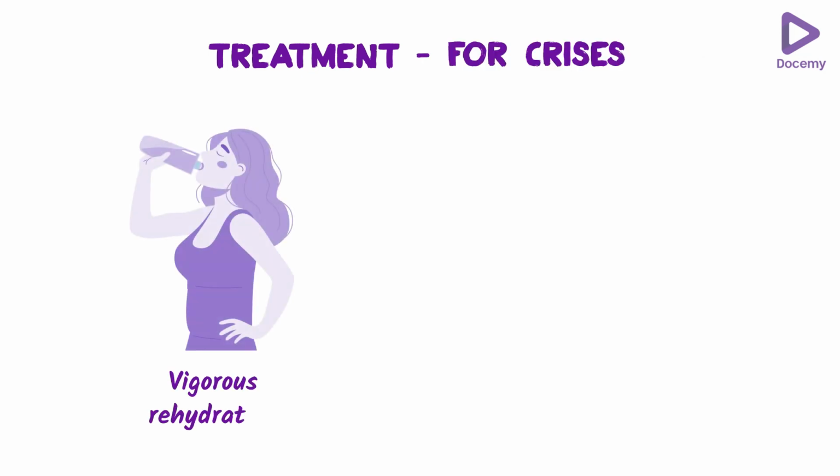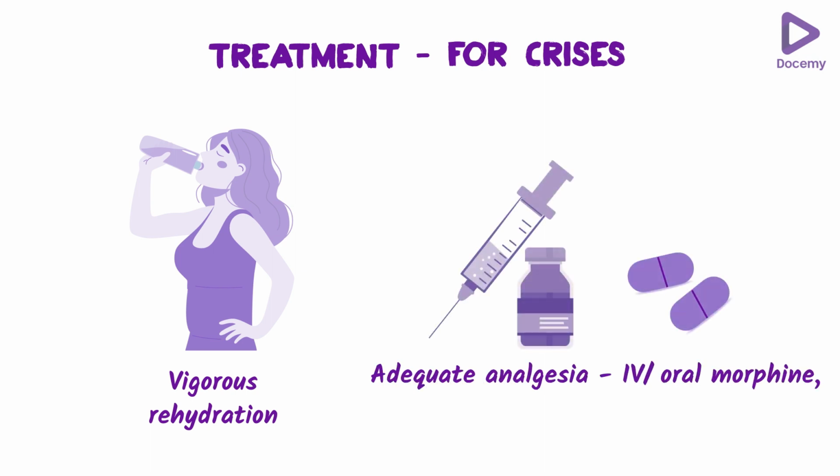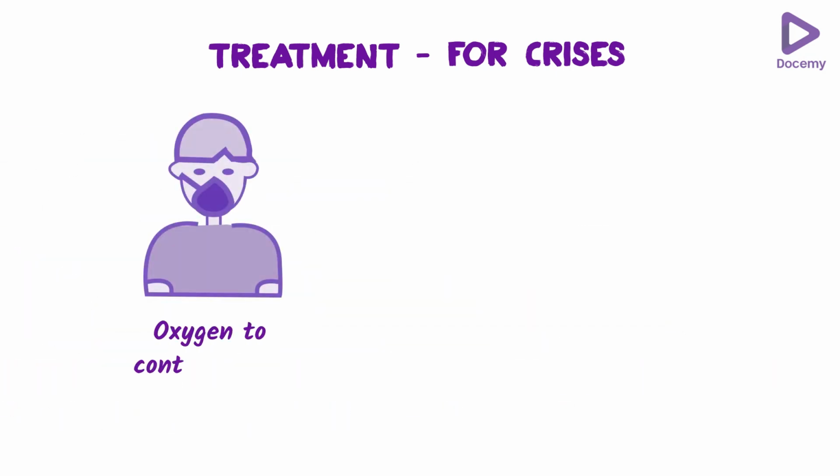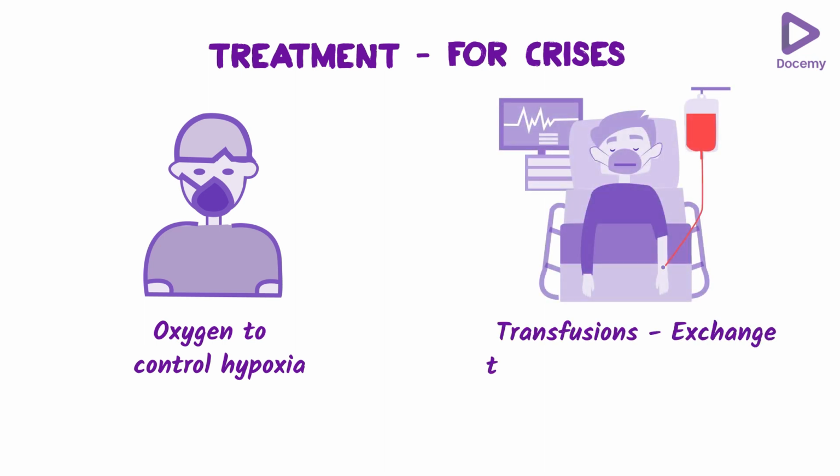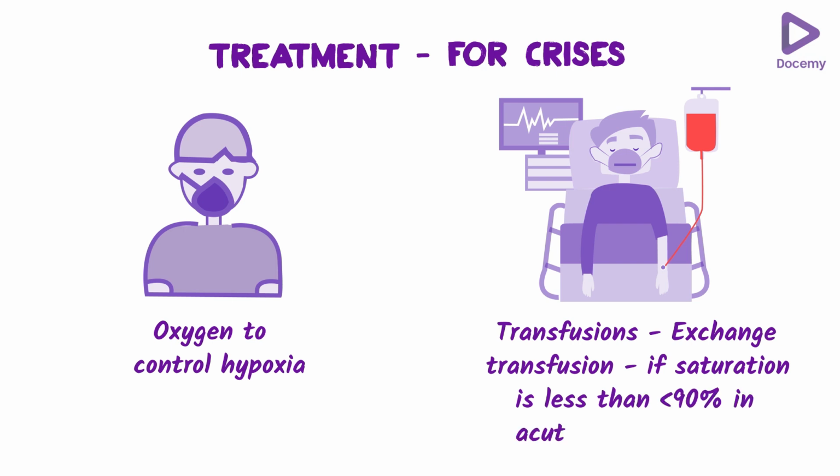And treatment of crises is simple. You give vigorous rehydration and adequate analgesia. You can consider IV or oral morphine, adequate antibiotics, oxygen to control hypoxia, and transfusions, especially exchange transfusion if saturation is less than 90% in acute chest syndrome.